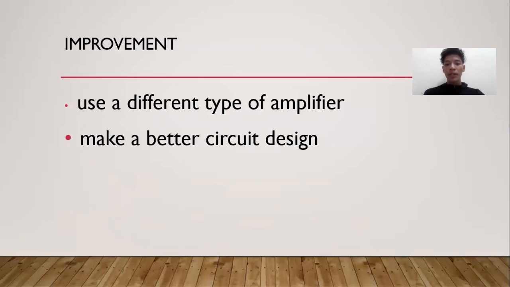As we know, we failed to get the shape we want in this project. So we found some improvements for this project to be successful. First, we could use a different type of amplifier that will produce a nice envelope shape even after it passes the amplifier. And next, we can make a better circuit design, as it contributes a lot of factors to producing the circuit.